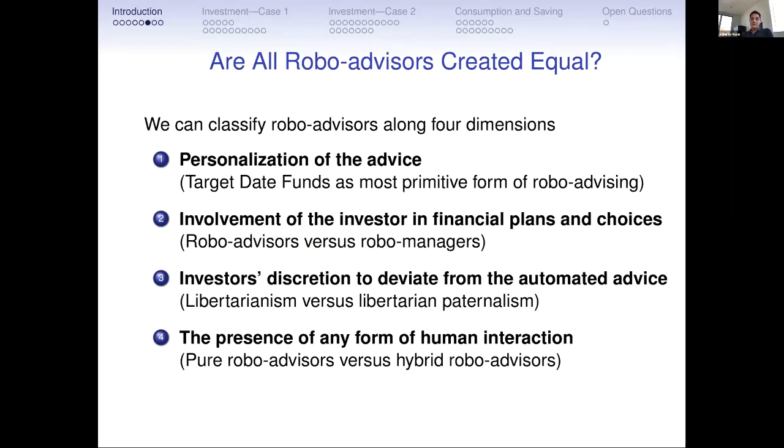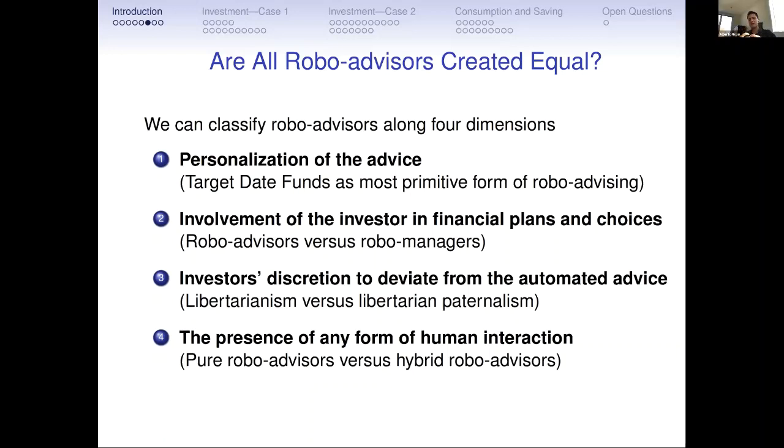Then another crucial aspect is how much involvement the individual has. On the one hand, we have robo-advisors that simply give advice to the individuals, and then the individual can implement the advice maybe in a simple fashion, but the individual always has discretion. On the other hand, at the other extreme, there are what we call robo-managers. Robo-managers instead take control of the portfolio and completely take care of all the transactions and financial decisions, excluding the individual. The third is the investors' discretion to deviate from the automated advice.